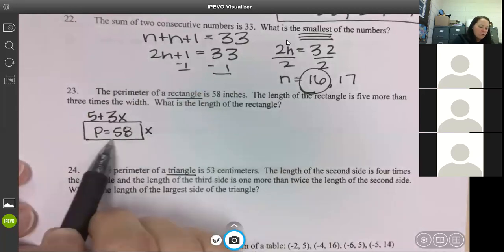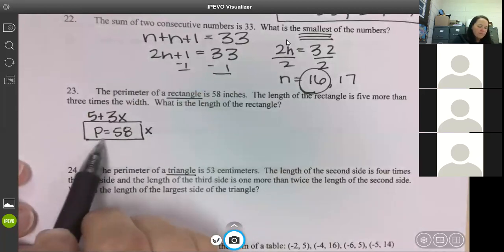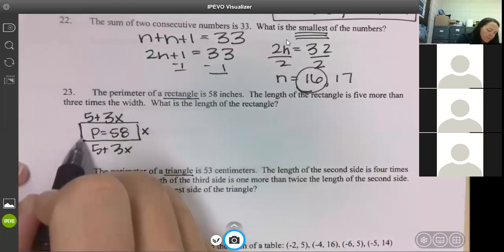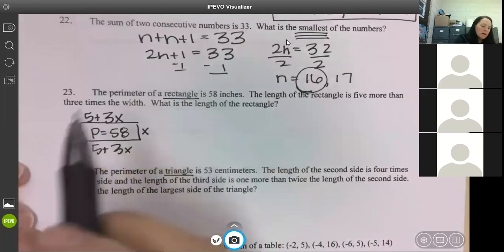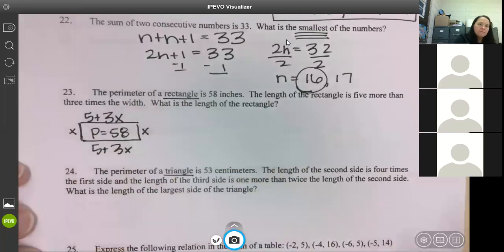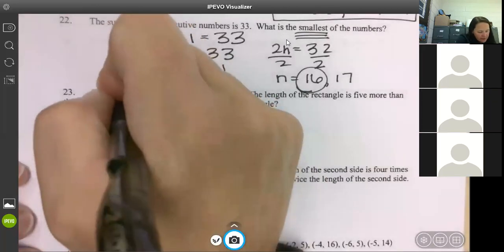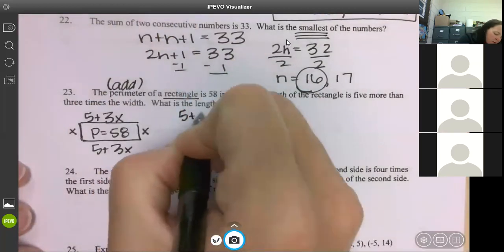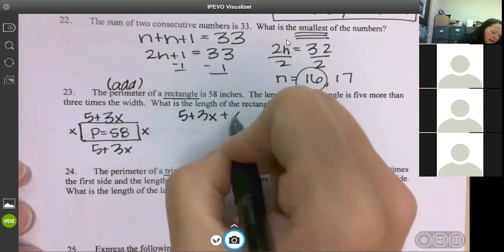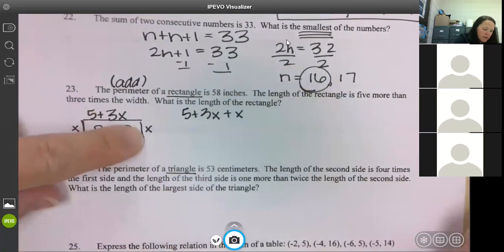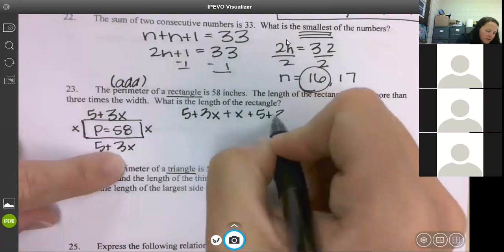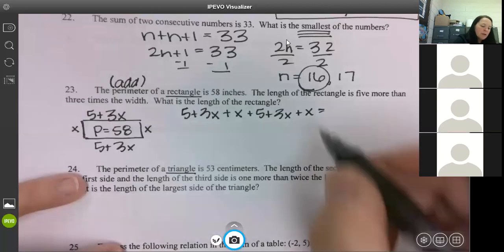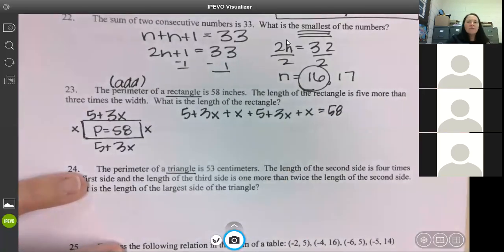How long is this side? What am I going to write for this side right here? 5 plus 3x. Perfect. And for this side right here? X. What does perimeter mean? Add all the sides. Okay, so we're going to add them up. I'm going to start on the top, 5 plus 3x. I'm going to go to the side, which is just x. I'm going to get the bottom, 5 plus 3x. And I'm going to get the other side. So there's all 4 sides. And the perimeter is 58, so they add to 58.